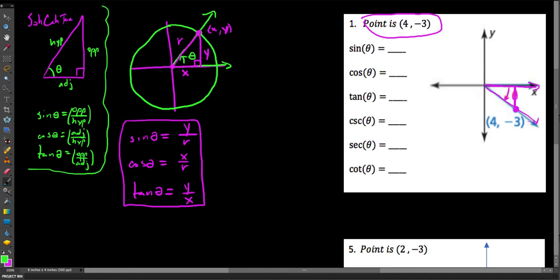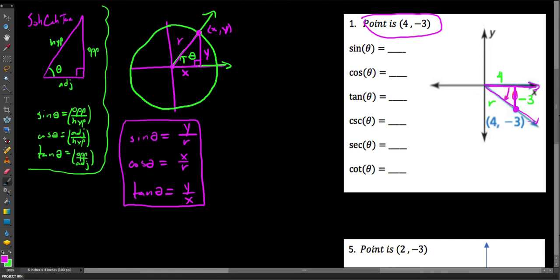What sides would we know? We would know that the x value here is 4. We also know that the y value here is -3, and we are going to put a -3 there. The only thing that we tend to be missing at the moment is the value of our distance from this point back to the origin, r. So how are we going to find r?